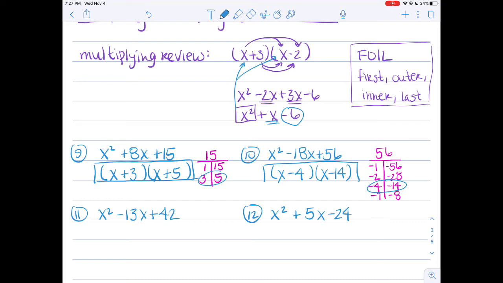I would like you to go ahead and try number 11. It's pretty similar. Use a t-chart if you need it, but I do want you to start thinking about being able to do these in your head without a t-chart. So give it a try, but if you need to do a t-chart, that's perfectly fine for now.